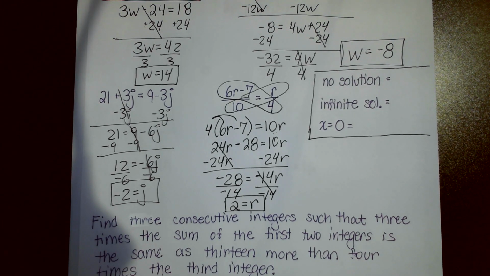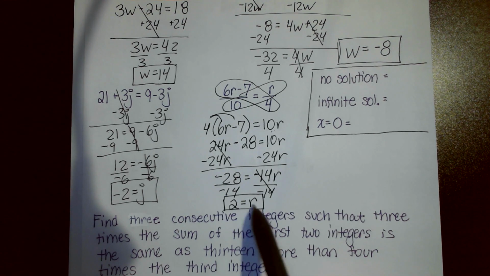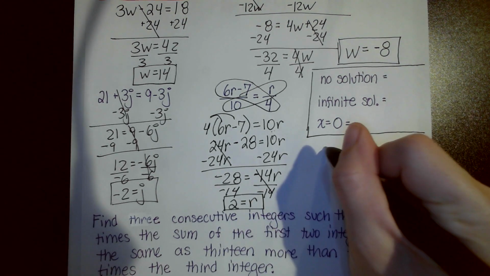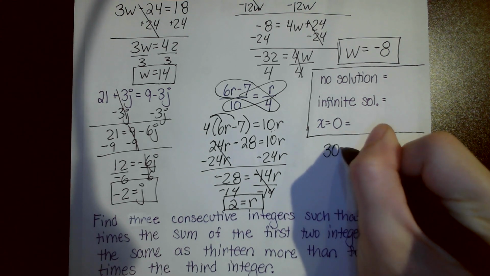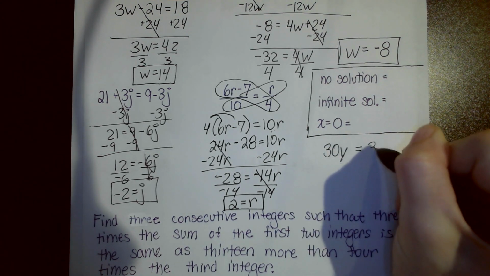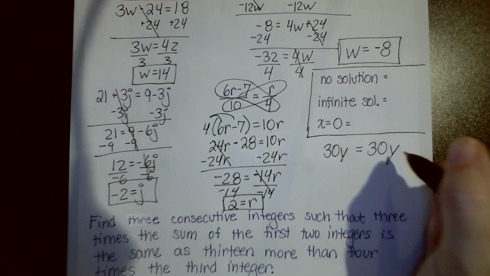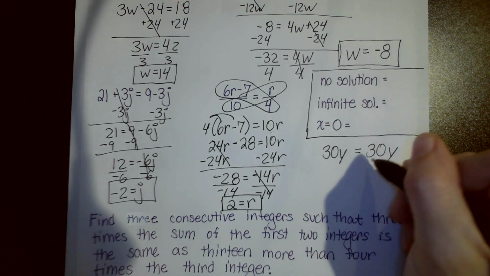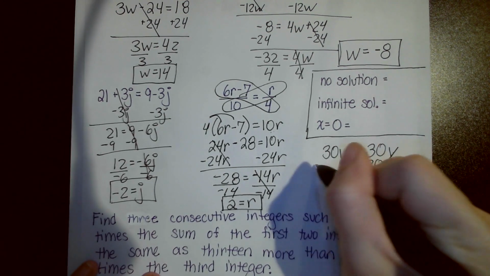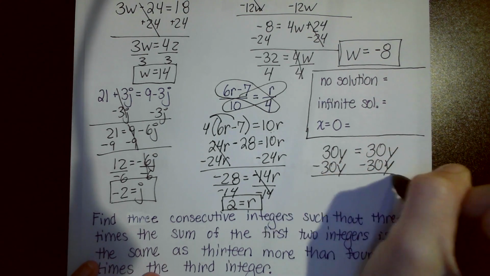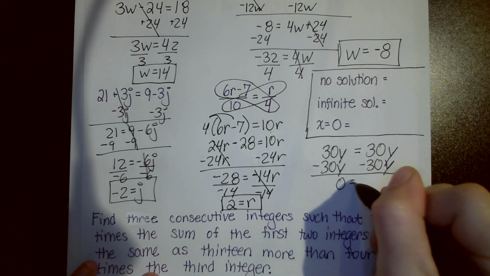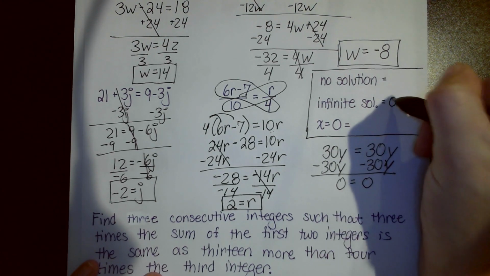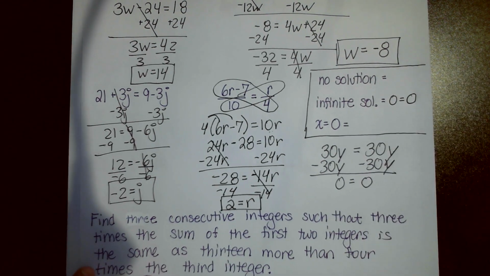So a no solution problem. Remember, you've got to solve all the way until the variable is completely alone. If you have 30y equals 30y, well, we have y's on both sides. We're not done. You don't just stop there, okay? We subtract 30y from both sides, and we get 0 equals 0. So this would be an infinite solution.